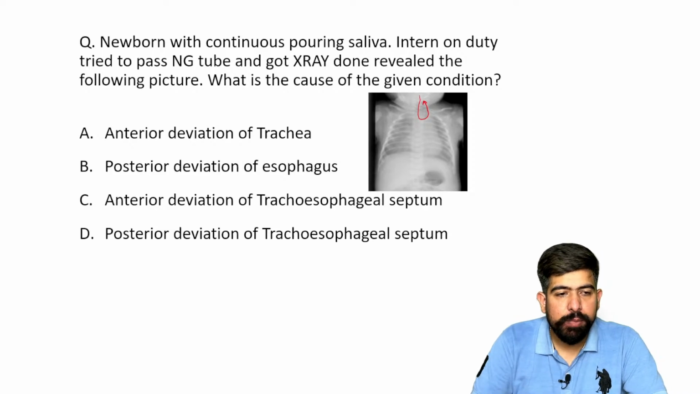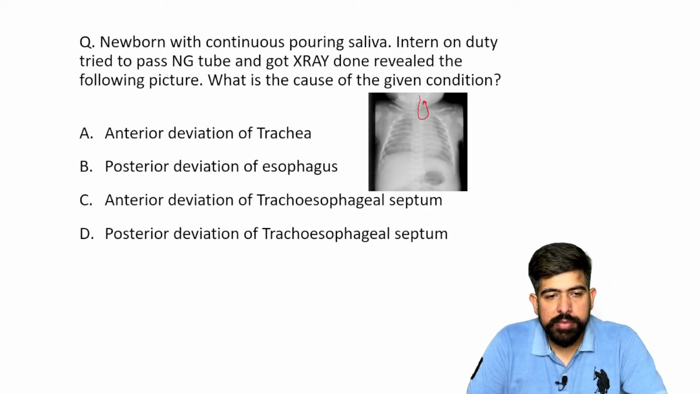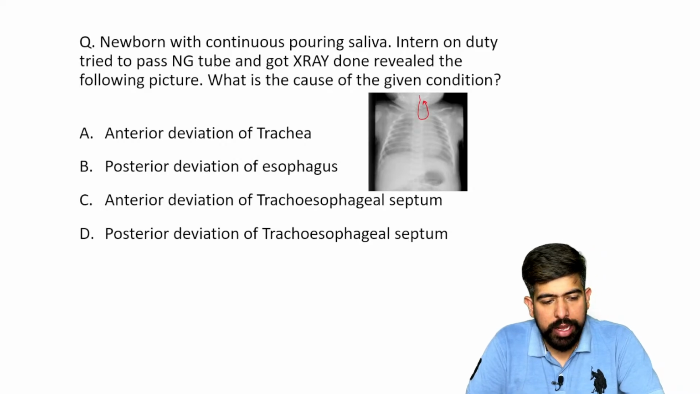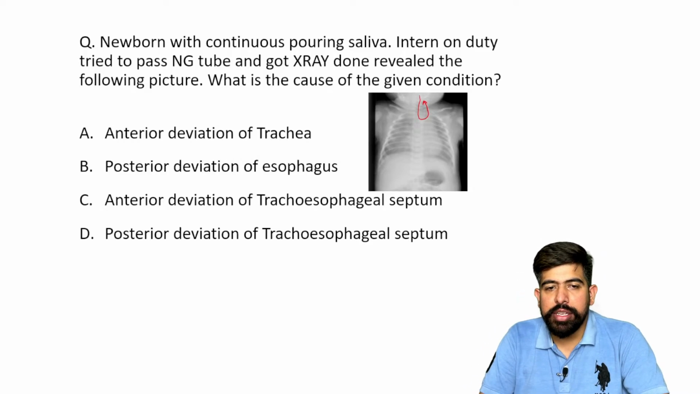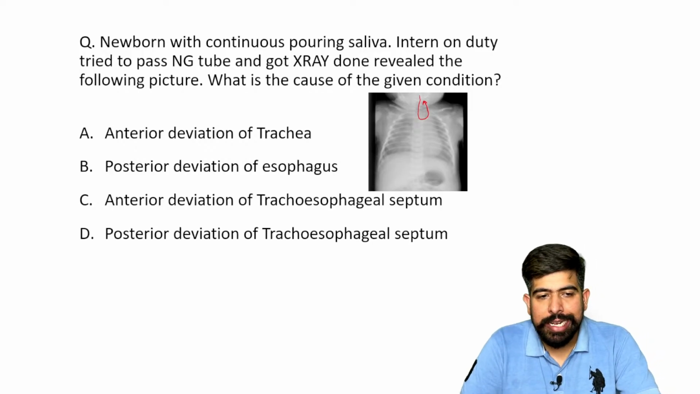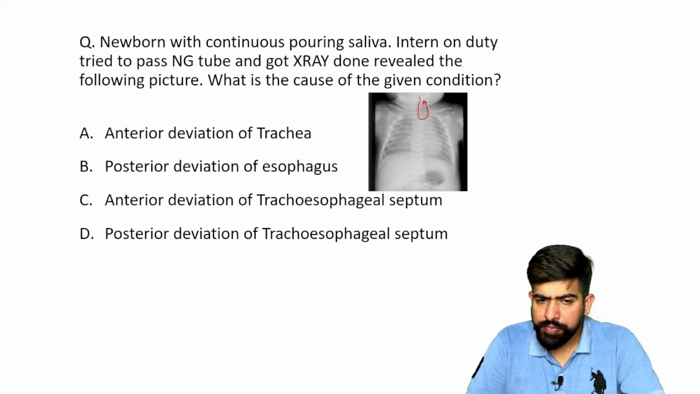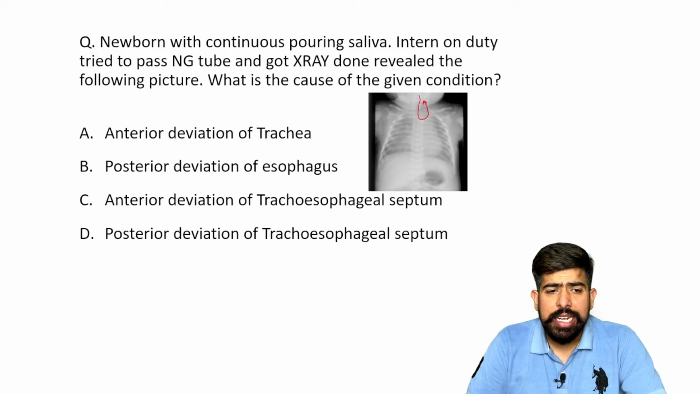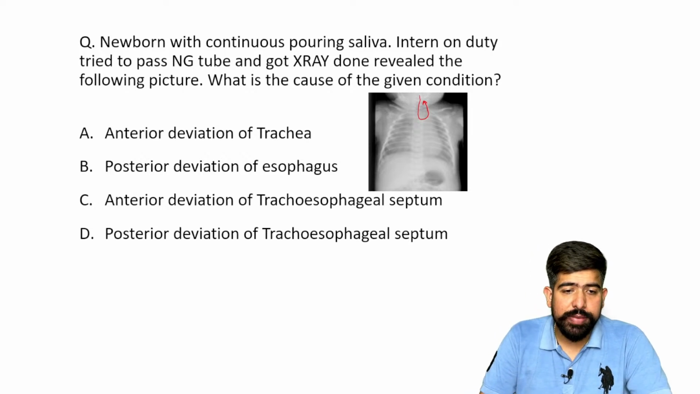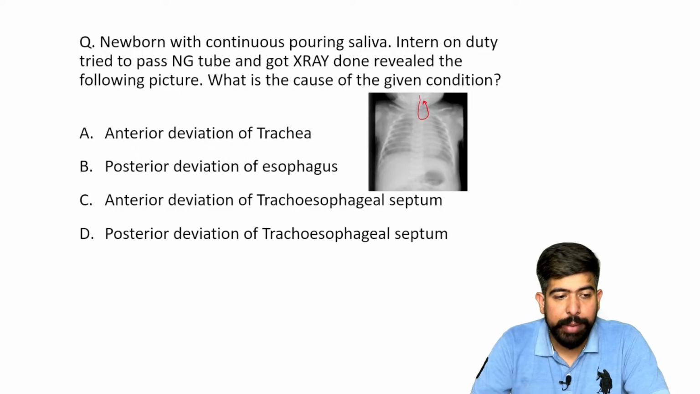Very important. Guys, the first option cannot be possible, as I can show you clearly. As they're saying, the saliva is appearing, so there is no anterior deviation of the trachea seen over there. The air is going well, right? The second, posterior deviation of the esophagus, is totally possible and can be the answer.